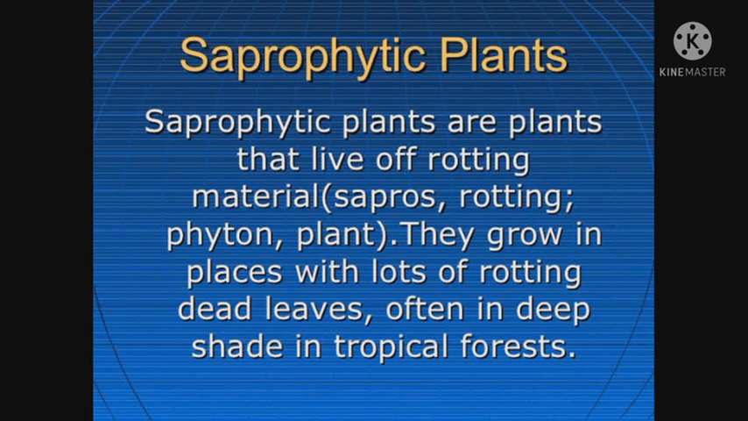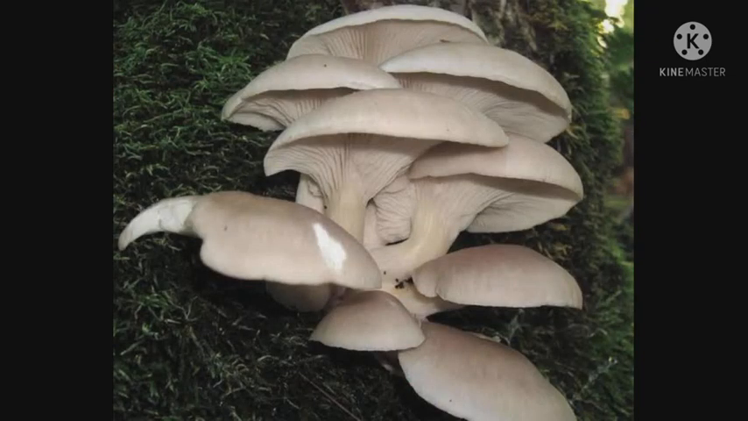Saprophytic plants. Saprophytic plants are plants that live off rotting materials. Rotting materials means dead and decaying materials. They grow in places with lots of rotting dead leaves, often in deep shade in tropical forests. One of the examples of saprophytic plants is mushrooms. In the rainy season, you can see fluffy umbrella-like patches growing on rotting wood.